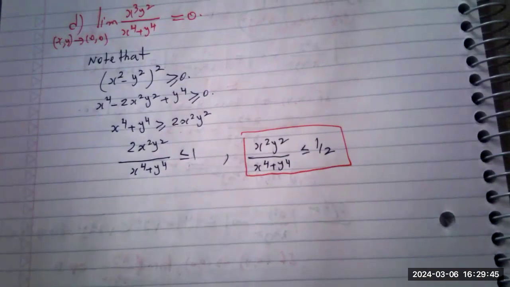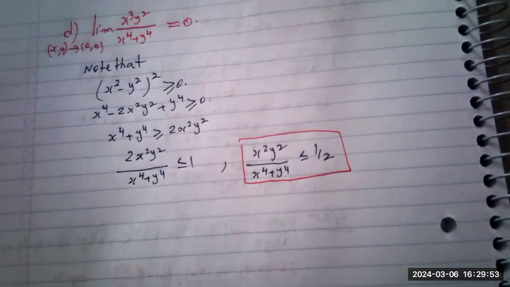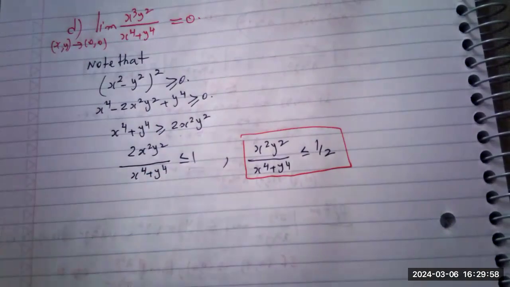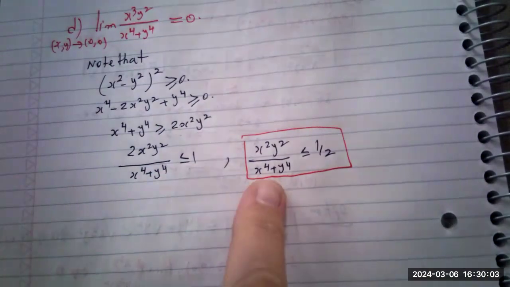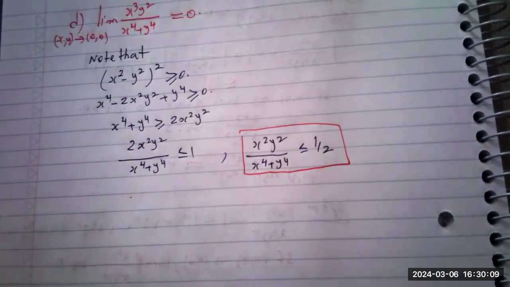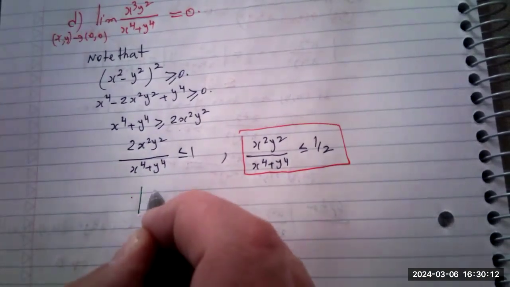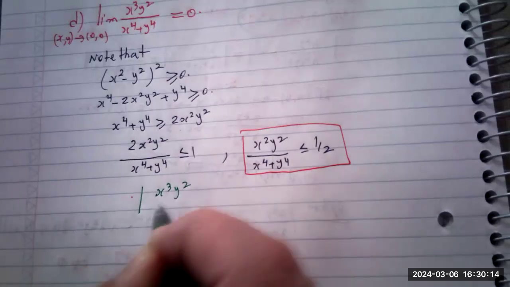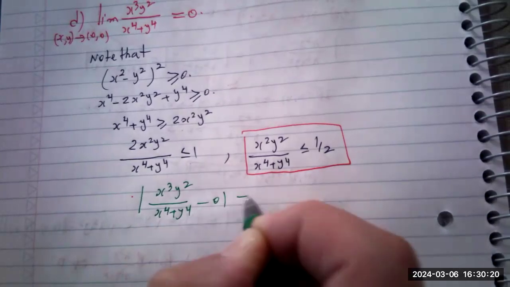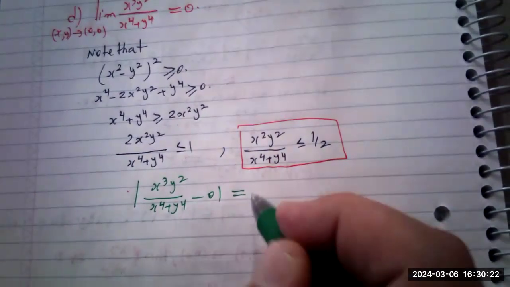Again, these are going to be good, we've got to be math majors. You want to prove things. Now go back, what do you have? You have x cubed y squared. I write this as x, pull out one x, and the leftover will be x squared y squared, and this is exactly what we need. Now we are going to estimate this difference, x cubed y squared over x to the fourth plus y to the fourth minus 0. Write it down as an absolute value.